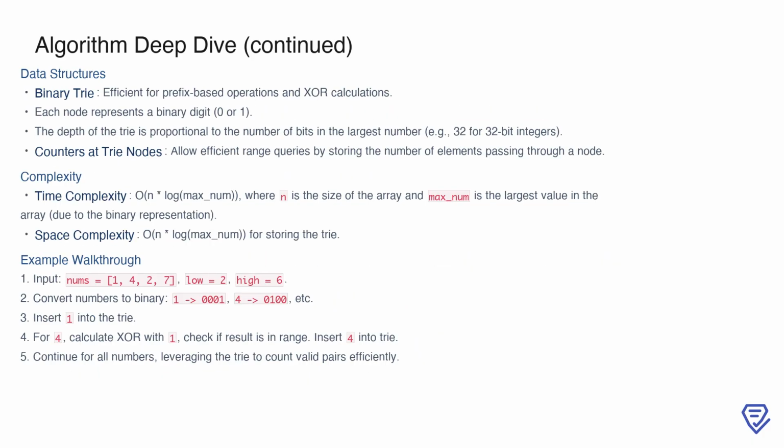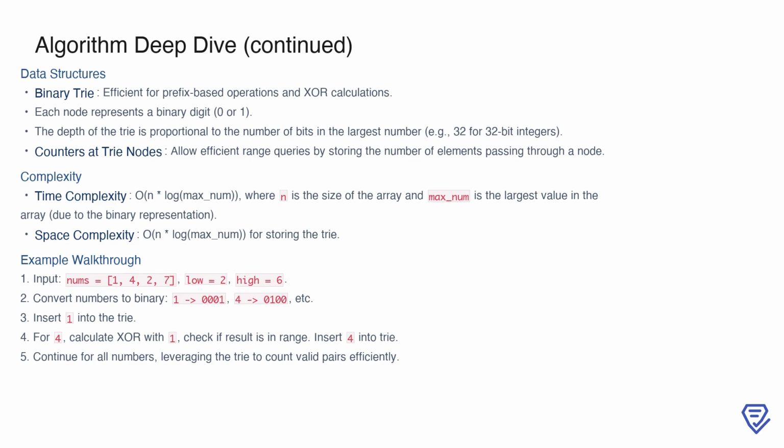The binary tree is a crucial data structure for this algorithm. Each node in the tree represents a binary digit, either 0 or 1, and the tree's depth corresponds to the number of bits in the largest number we are working with, typically 32 bits for integers. To facilitate efficient range queries, we maintain counters at each node to track how many numbers pass through that node. This allows us to perform quick calculations while traversing the tree.